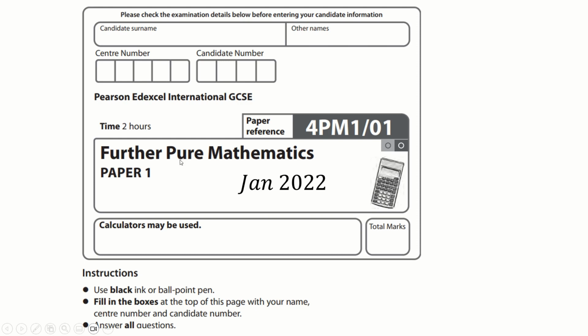January 2022, Further Pure Maths Paper 1 from Pearson Edexcel, IGCSE.